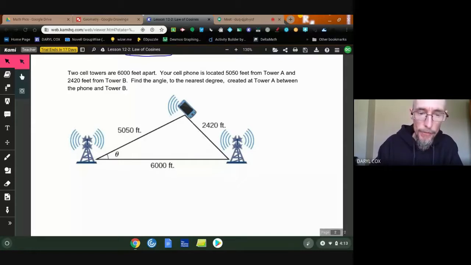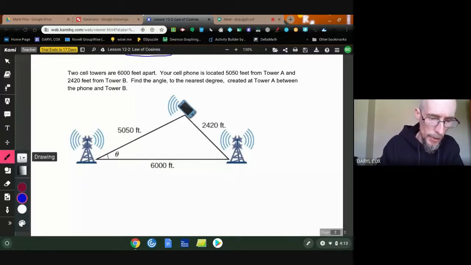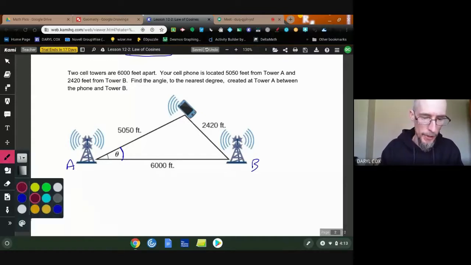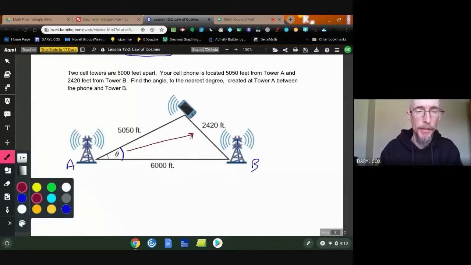We can now find the angle, okay? So I need to find the angle. I want to look for the angle created at Tower A, so at my first tower. Let's go ahead and give that tower a name, okay? Let's call this our Tower A, and this is Tower B. And we want the angle created at that. That's what they said. Okay, so, again, first locate. There's my lonesome side, okay? So that's the side that I'm going to start off with.